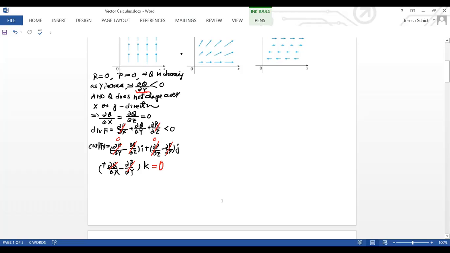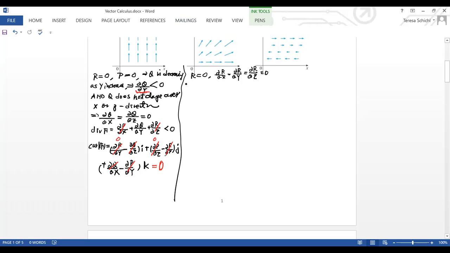Okay, so this is our eyeball data, our conclusions here. Now let's take a look mathematically to see if it agrees with us or not. Since R is equal to 0, this is in R2, so for PQR, ∂R/∂x, ∂R/∂y, ∂R/∂z are all equal to 0 because R equals 0.